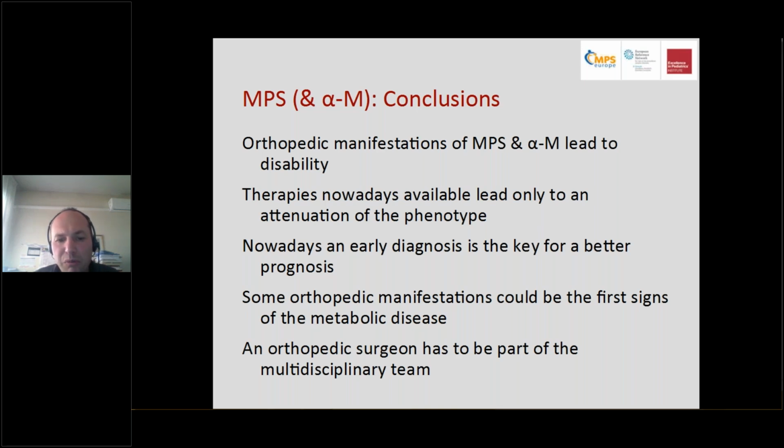So we have to visit these patients. I say, me and my colleagues as orthopedic surgeons, we have to think about the possibility of a metabolic disorder in order to send the patient to the proper specialist. And I have to say that an orthopedic surgeon should be part of the multidisciplinary team, because when we already know that the patient has a metabolic disorder, we know what is going to happen, and we can try to prevent major deformity with a simple procedure, especially during the growing age.